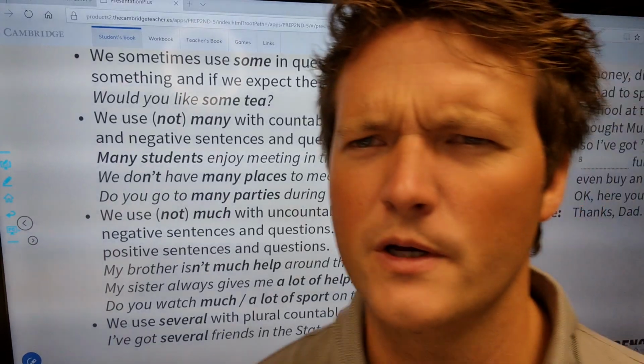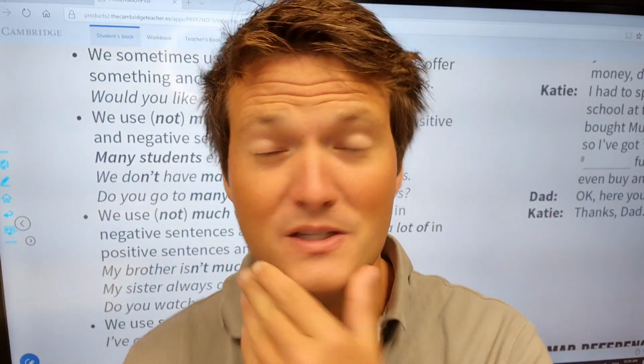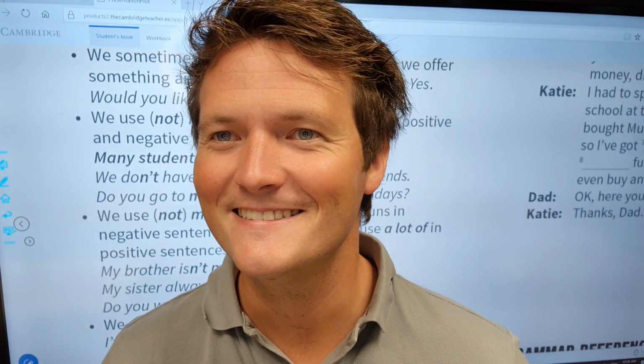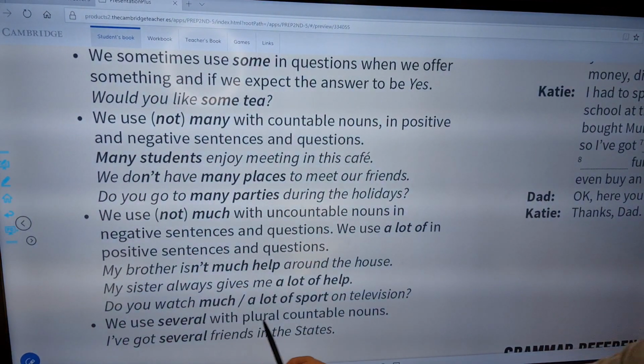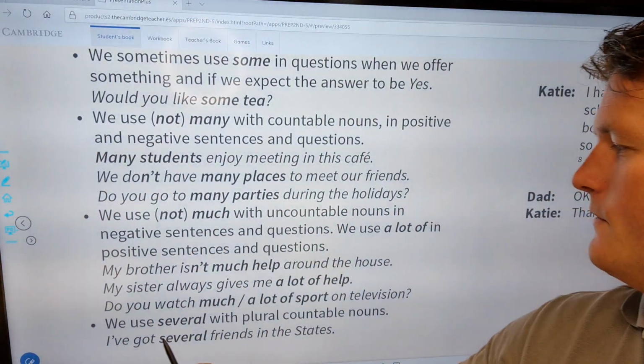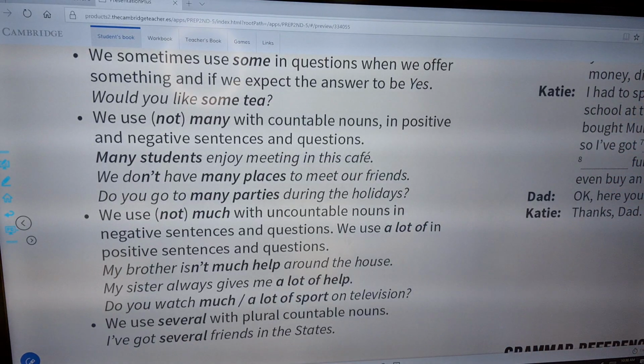Several is a word that for some reason everyone forgets, but it's a word that we use all the time. I've used it several times today already. We use several with plural countable nouns. I've got several friends in the States.